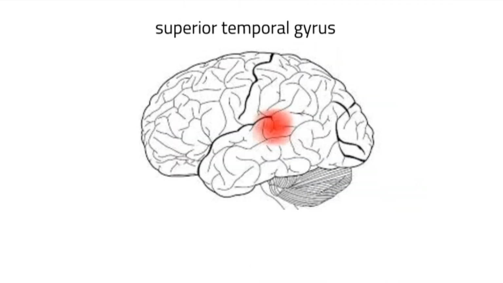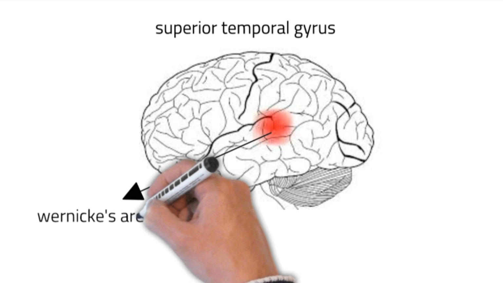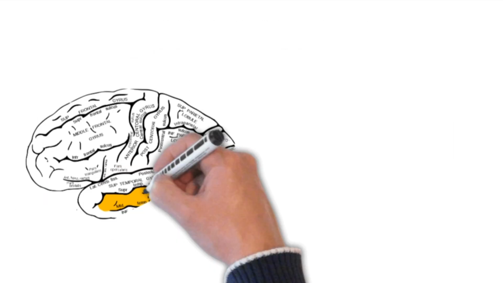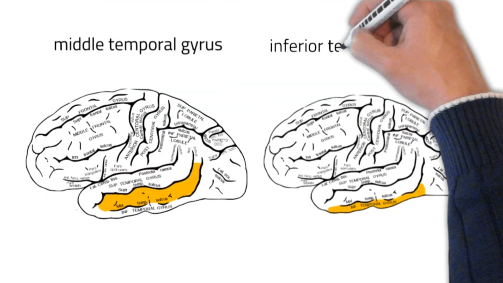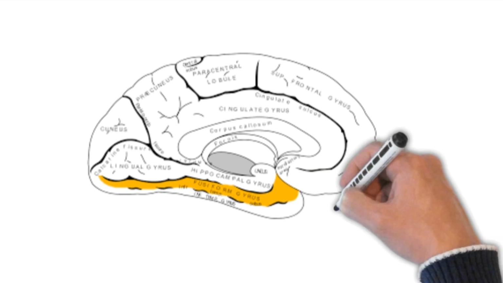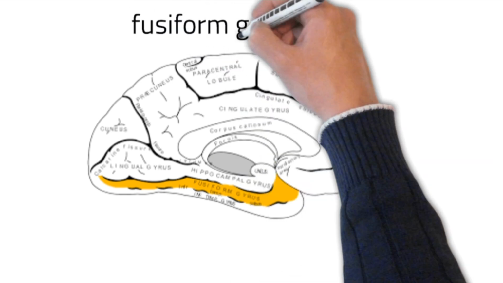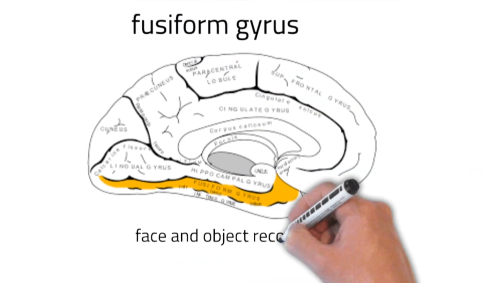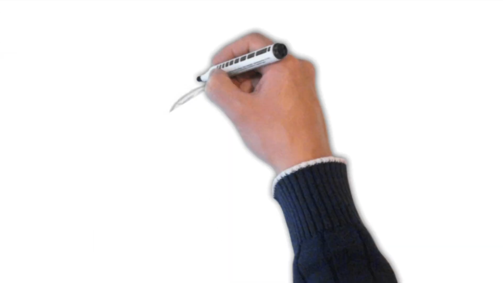The superior temporal gyrus includes Wernicke's area in the dominant hemisphere, which is crucial for language comprehension. The middle and inferior temporal gyri play a role in visual and semantic memory. The lateral occipito-temporal gyrus, also known as the fusiform gyrus, is key for face and object recognition.